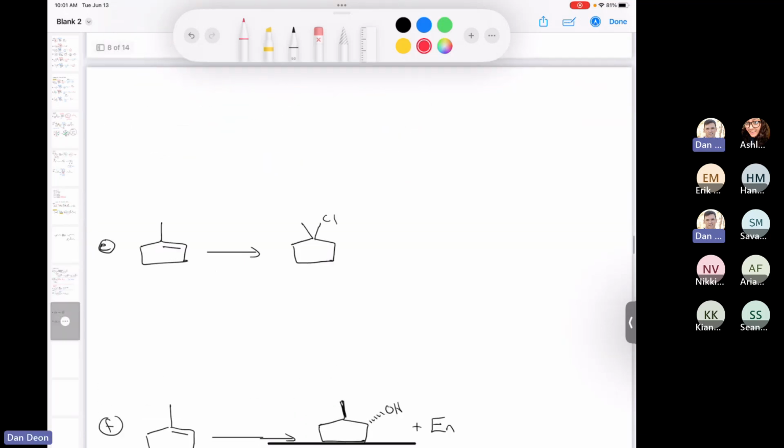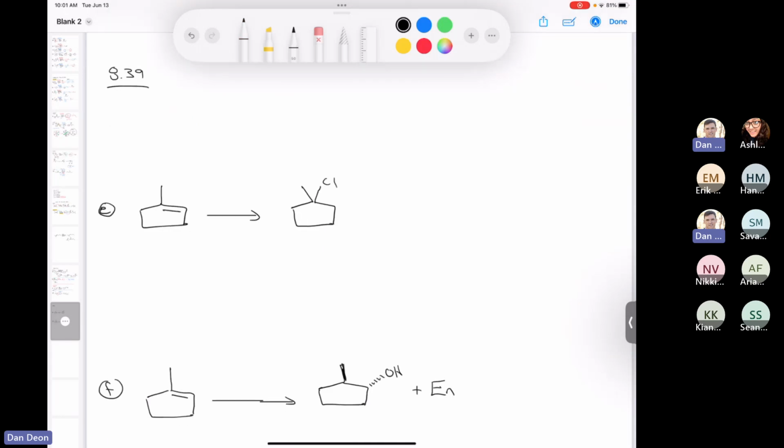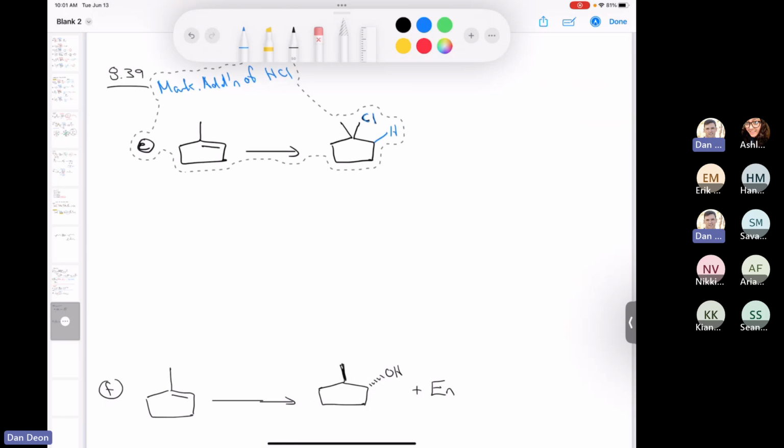Okay, let's move on to the next one. So again, this is 8.39. In E, are we doing a Markovnikov or anti-Markovnikov addition of HCl? Right, because we're adding a hydrogen and a chlorine. This is Markovnikov addition of HCl. And so we could even practice drawing the mechanism of this reaction.